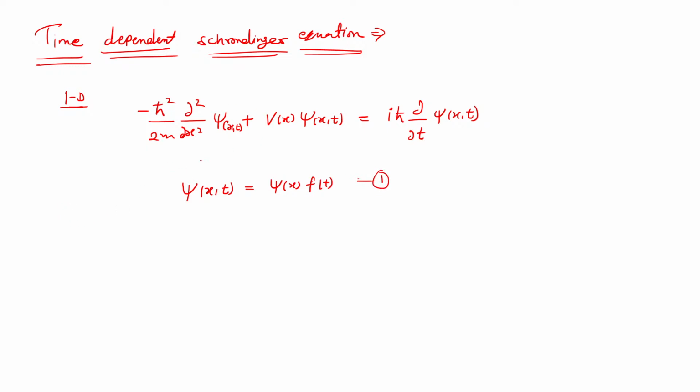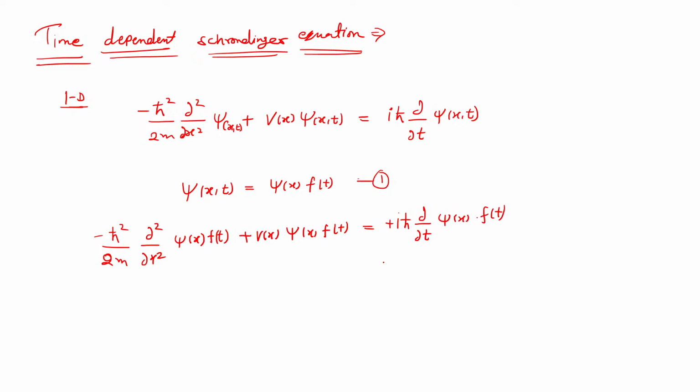So from here, if I put equation 1 in the upper part, here we have minus h cut square upon 2m del 2 over del x square psi(x,t). Now I am mentioning separate parts of position and time: V(x) psi(x) f(t), and then del over del t psi(x) f(t). In this part, this is a derivative with x, so f(t) will be a common thing, and this is a function of t, so here in the derivative psi(x) you can take as common.